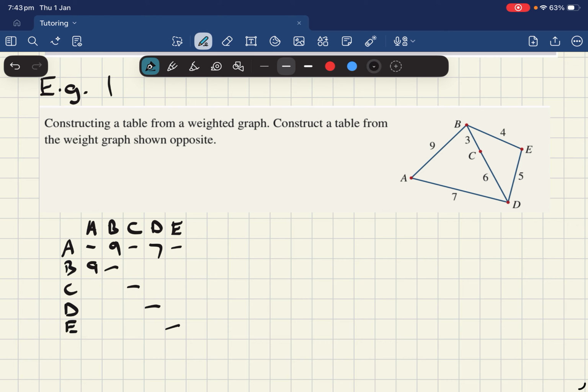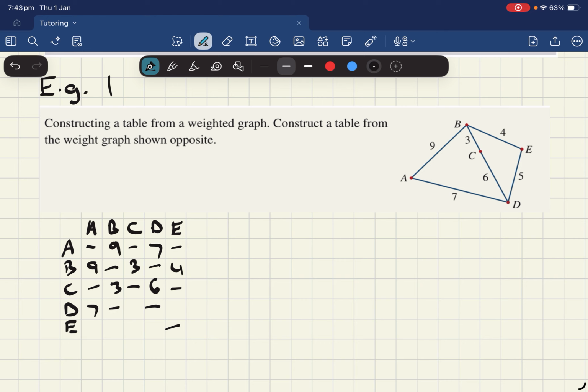So we have a repeat here: A to B has a weight of 9, B to C a weight of 3, B to D doesn't connect, B to E has a weight of 4. Moving on, A to C doesn't work, B to C is 3 again, C to D has a weight of 6, and C doesn't connect to E. You can put these dashes or you can leave it blank, whatever you would prefer. But you should start noticing, as you draw this table, a nice little mirroring effect, which will make it a little bit easier to work with as well.